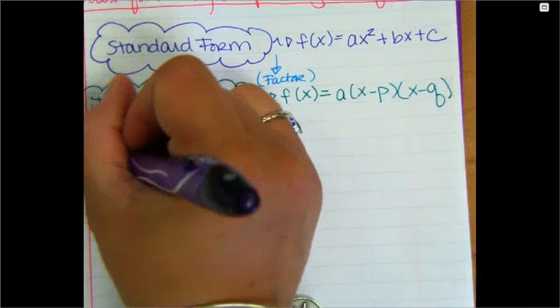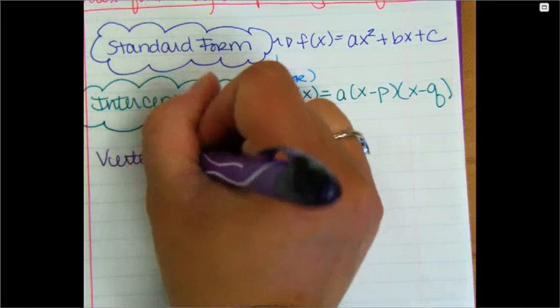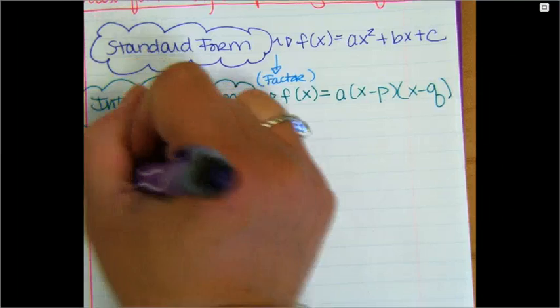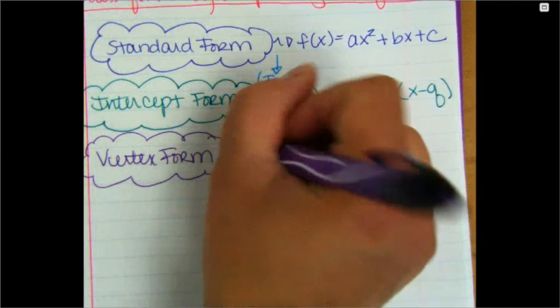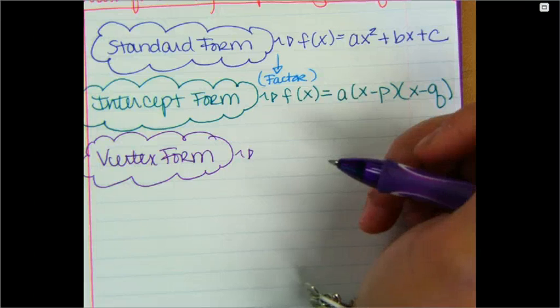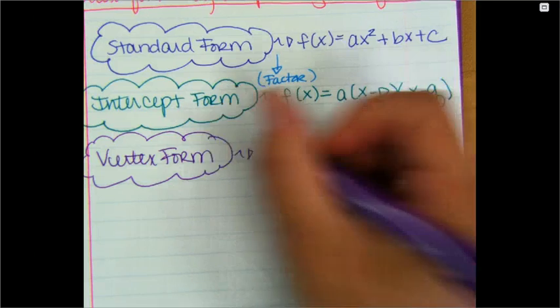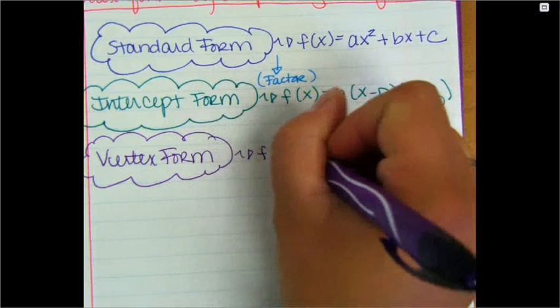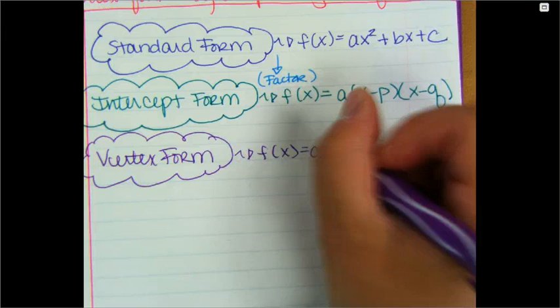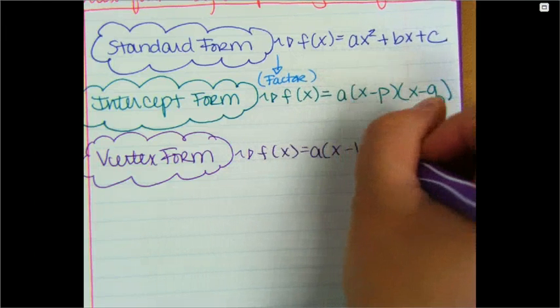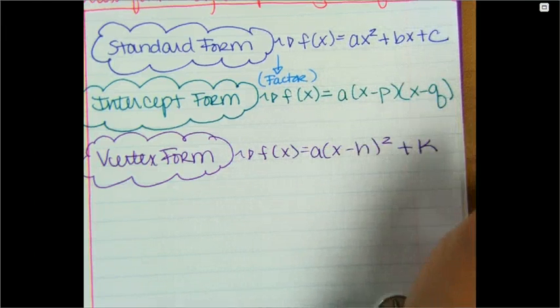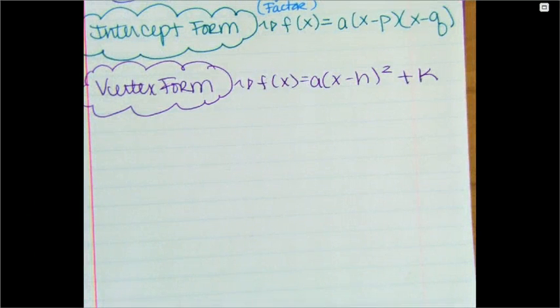Third one is vertex form. Vertex form is f of x equals a, parentheses, x minus h quantity squared plus k. A times x minus h quantity squared plus k.